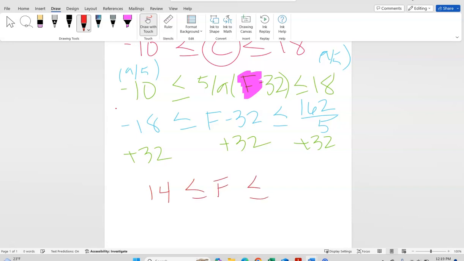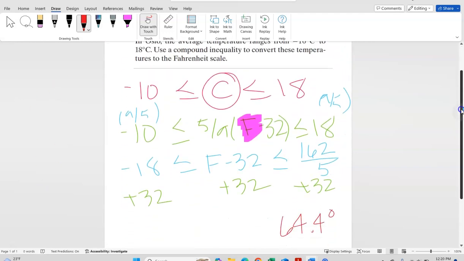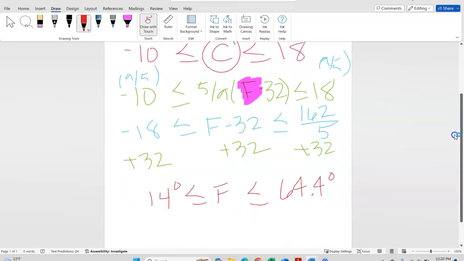Now we just have an F like we wanted. Then over here, I would convert this at this point to a decimal to make it make more sense. So 64.4 degrees. So now we can say that the annual temperature in Oslo ranges between 14 degrees Fahrenheit and 64.4 Fahrenheit. And I think it was annual was the question? Yeah, average temperature. Okay, so they give us no reason not to say it's annual.